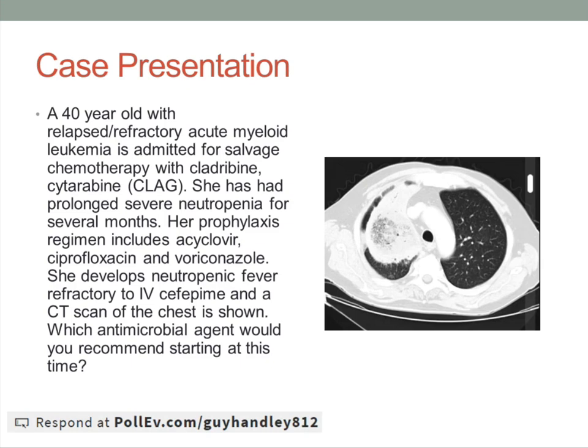So starting with a case, this is a 40-year-old patient with relapsed refractory acute myeloid leukemia. She's admitted for salvage chemotherapy. She's had prolonged severe neutropenia for several months. Prophylaxis regimen includes acyclovir, ciprofloxacin, and voriconazole. She develops a neutropenic fever that's refractory to IV cefepime, and a CT chest is obtained, which is shown. So at this point, which antimicrobial agent would you recommend starting? I'll leave the picture up there. You can see the dense consolidation on the right side.